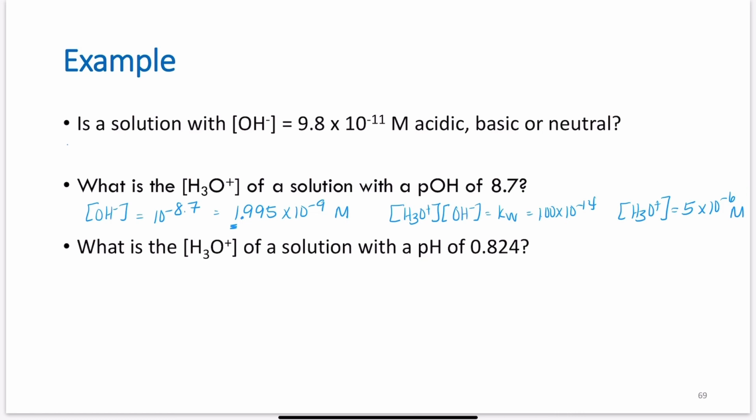And the last one, what is the hydronium concentration of a solution with a pH of 0.824? I know my H3O plus concentration is 10 to the negative 0.824, which equals 0.149. My sig figs are right here, 96, which is 1.50 times 10 to the minus 1, or 0.150, whichever way you want to say it, molar H3O plus concentration.